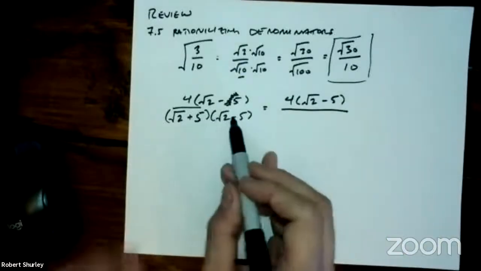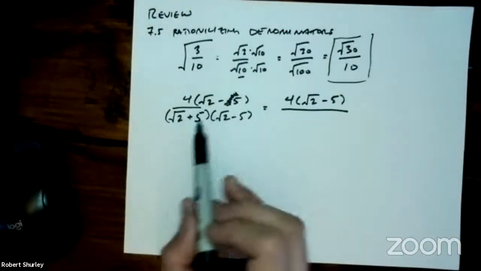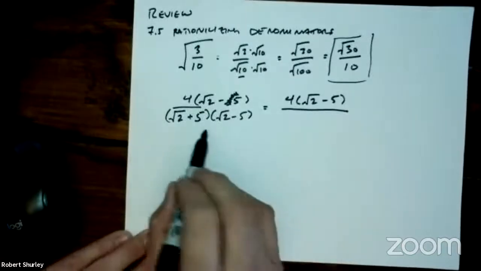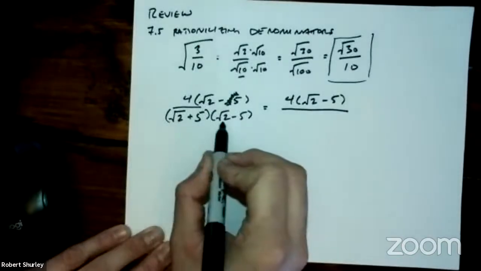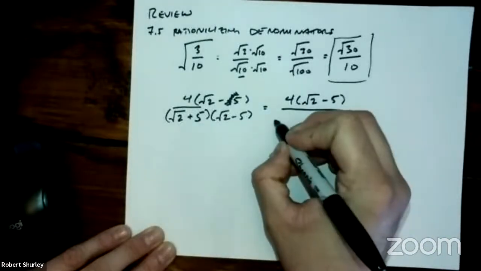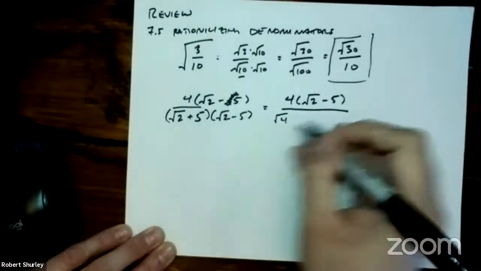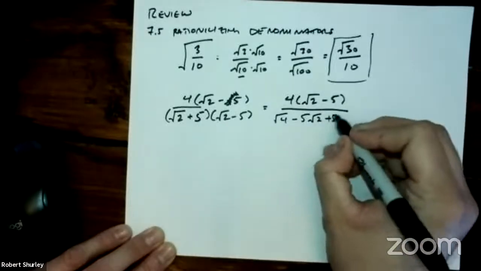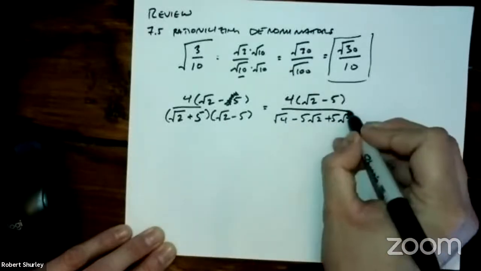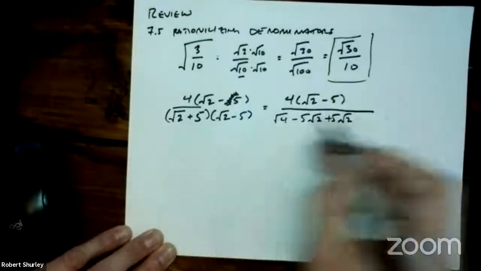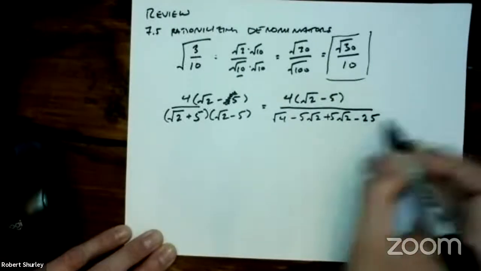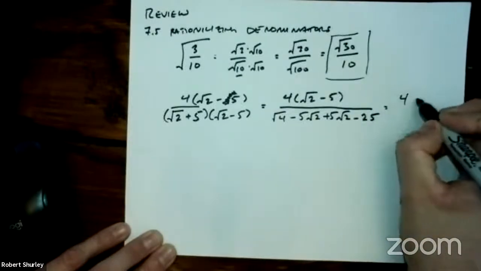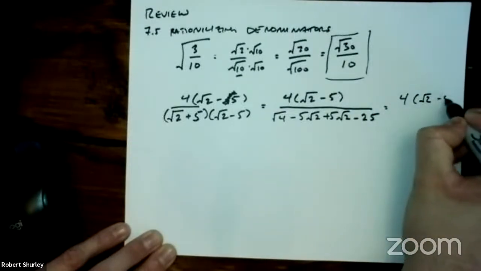What will happen down here, because you're multiplying by conjugates and you have a square root, is you're going to wind up with a number. So let's FOIL this out. First I do the square root of 2 times the square root of 2. This is square root of 4. Outside I get minus 5 square root of 2. Inside I get plus 5 square root of 2. Those should always be opposites if you're multiplying by conjugates. And then minus 25, negative times a positive. So on the top, I'm left with 4 times square root of 2 minus 5.